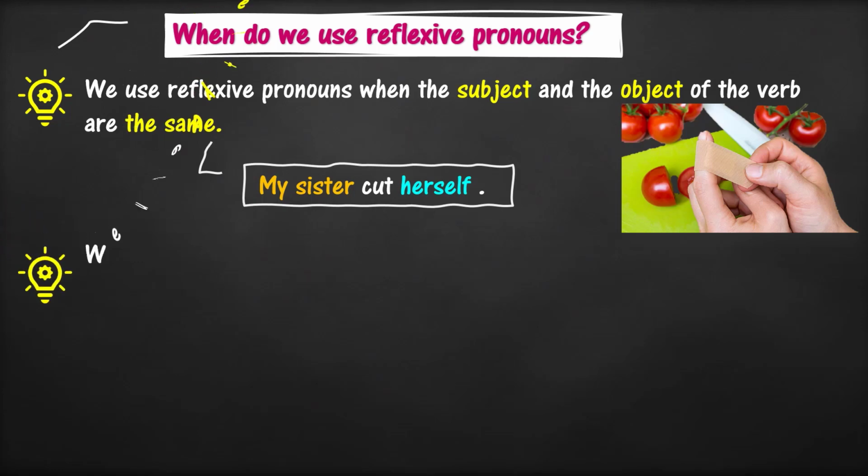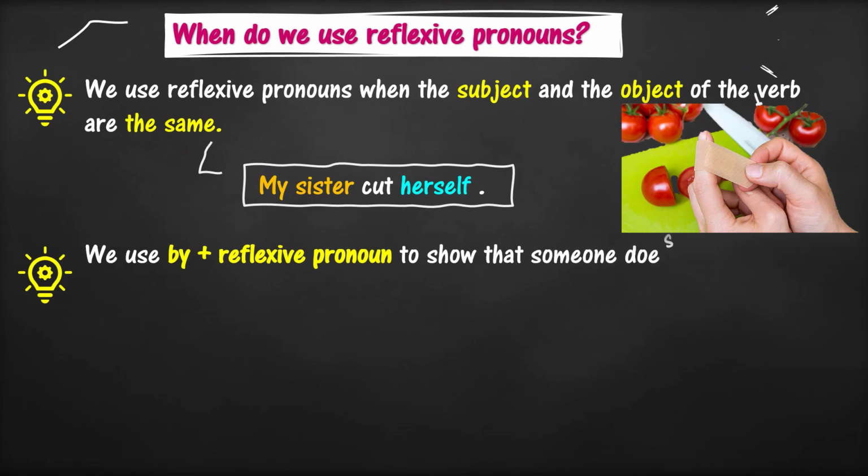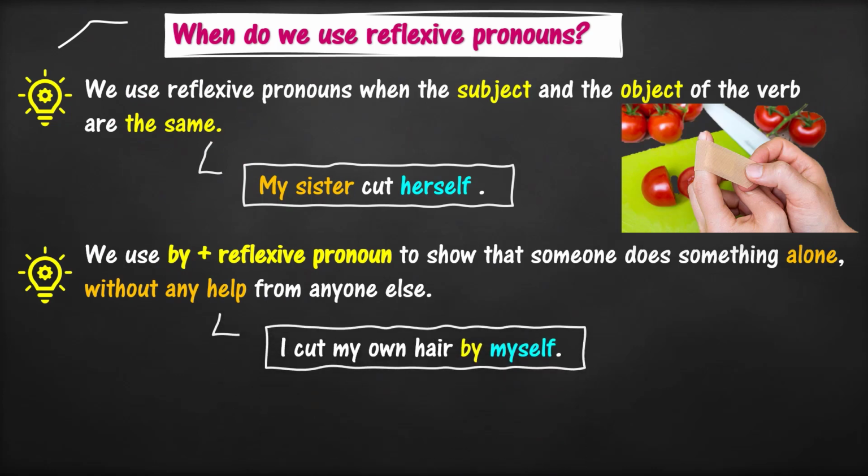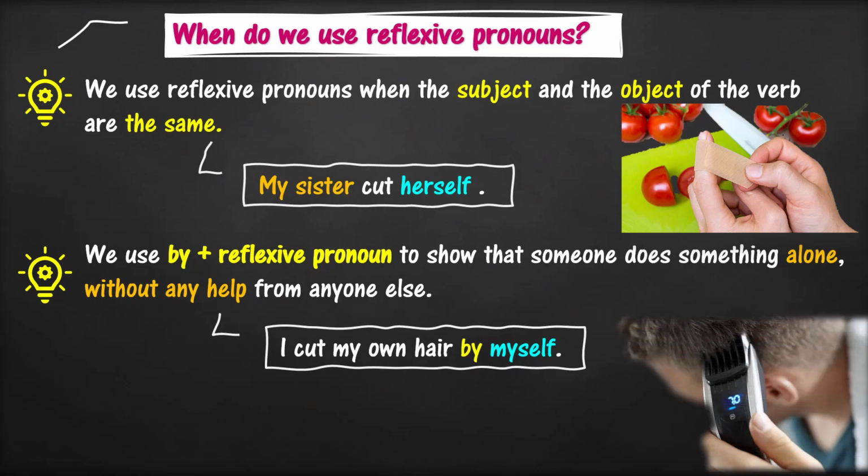We also use reflexive pronouns with the word or the preposition by to show that someone does something alone without any help from another person. Just like in this example, I cut my own hair by myself. This means I did it myself. Nobody helped me.